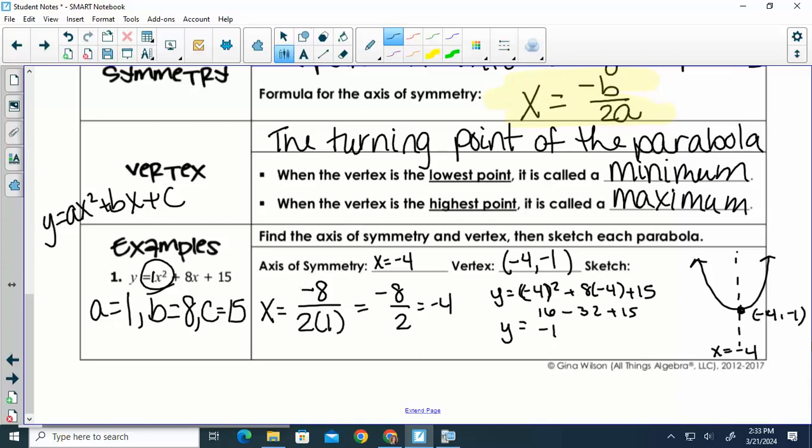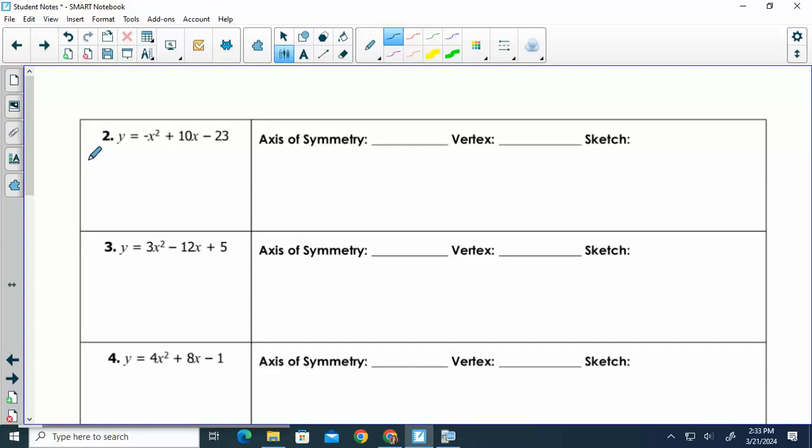All right, so the next one. What is the a of this? -1. What's b? And what's c? So axis of symmetry is x equals the opposite of b, so the opposite of 10 over 2 times -1. So -10 divided by -2 is +5. So axis of symmetry, x equals 5.